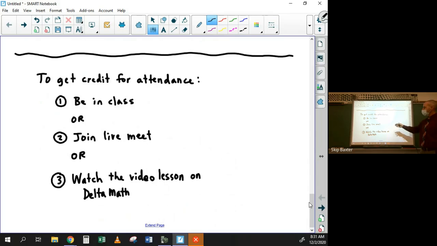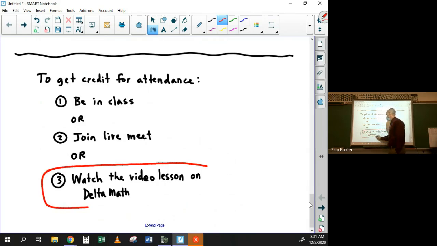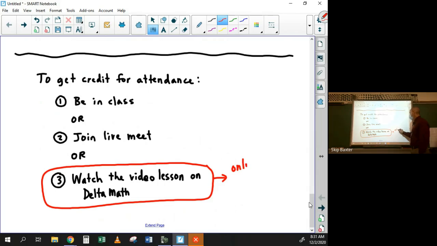To get credit for attendance, you have to do one of these three things. On a day when we're fully remote, this is going to be the only option. Only option, if we are fully remote.